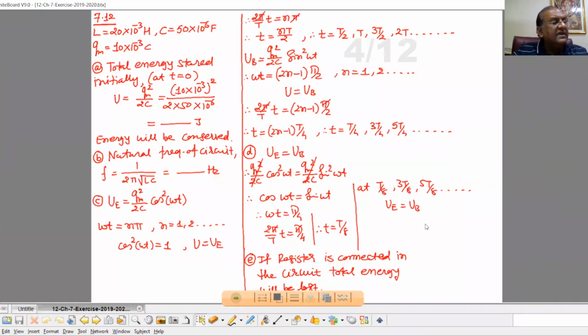Then, if a resistor is inserted in the circuit, how much energy is eventually dissipated? If resistor is connected, the entire energy will be dissipated in the form of heat after some time. Clear to all of you?